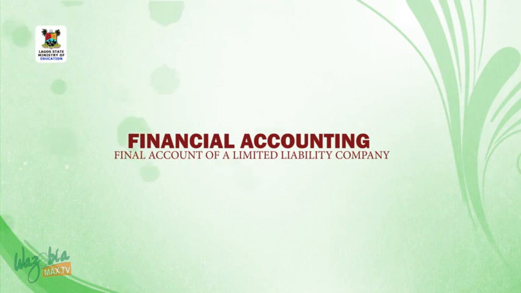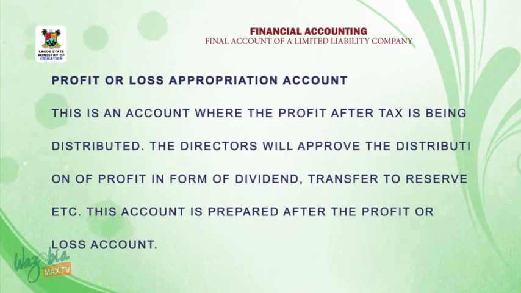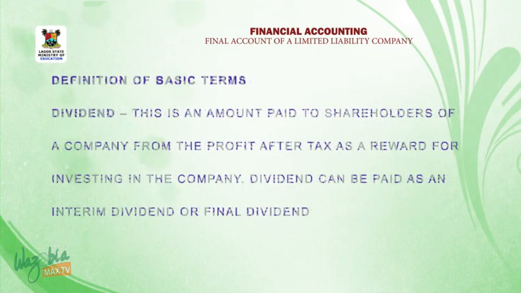In this segment, we are going to learn the profit or loss appropriation account of a limited liability company. This is an account where the profit after tax is distributed. The directors will approve the distribution of profit in the form of dividend, transfer to reserves, etc. This account is prepared after the profit or loss account.